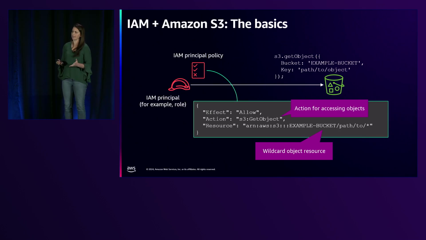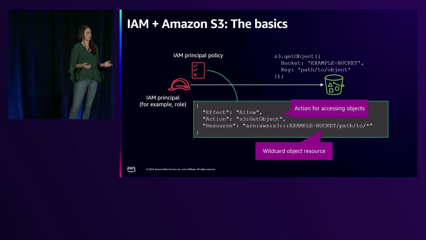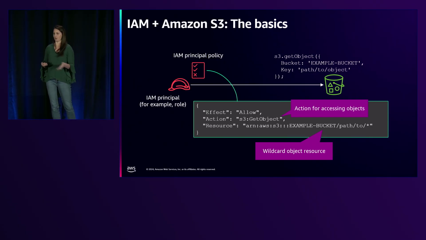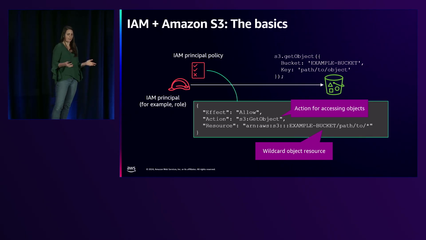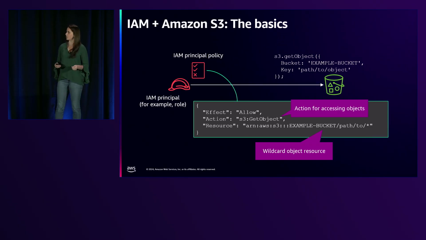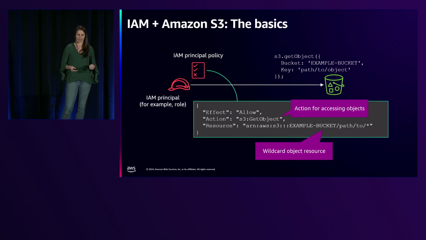I want to be able to get this object, so I'm going to use the S3 get object API. The object resides in my bucket, which here is going to be called example bucket. And the object that I want is path to object. Now, the type of policy that I want here is an allow policy. This grants access. The action that I need is the one for get action, which here is S3 get object, which is really convenient that it matches the API there.